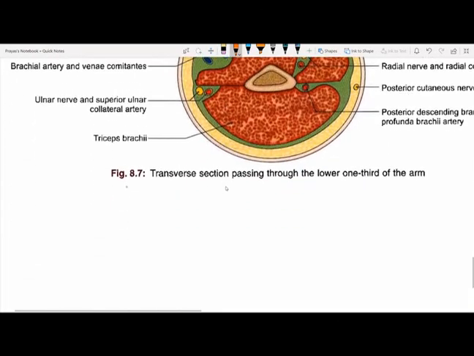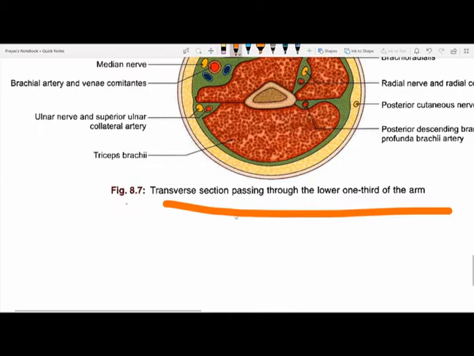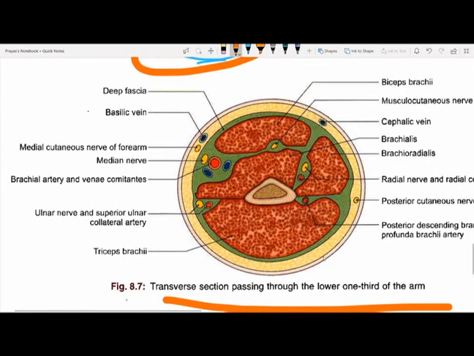Now let's move to the last picture that we have here. This is a transverse section passing through the lower one third of your arm. As I mentioned earlier, these two are the intermuscular septa, and apart from these two there are two other septa as well. This is the anterior posterior septum, and this is called the transverse septum. So there are basically four septa: medial septum, lateral septum, anterior posterior septum, and transverse septum.